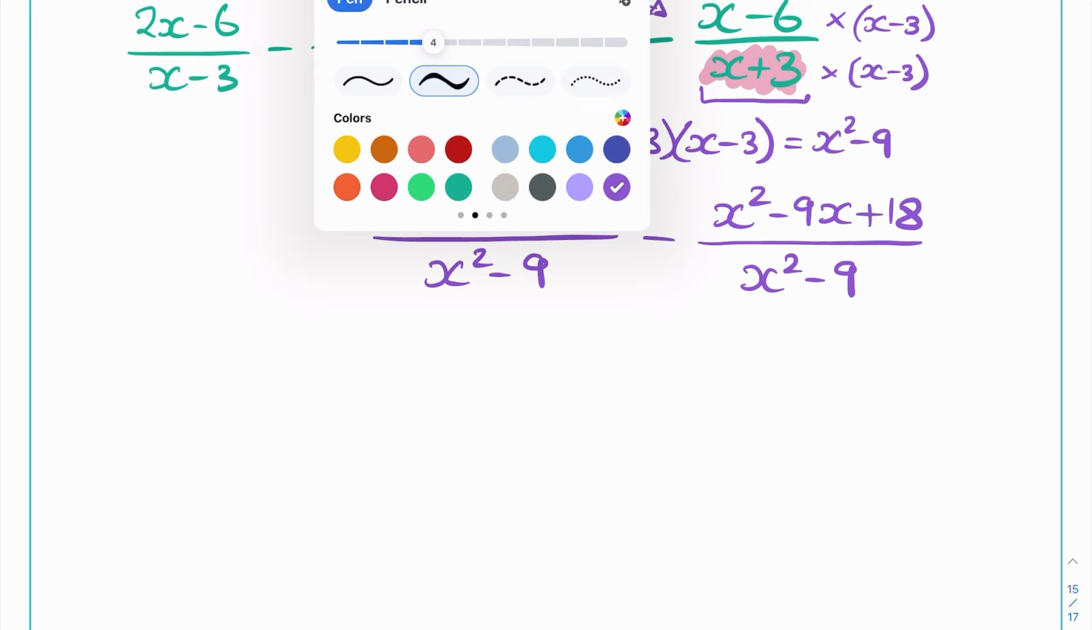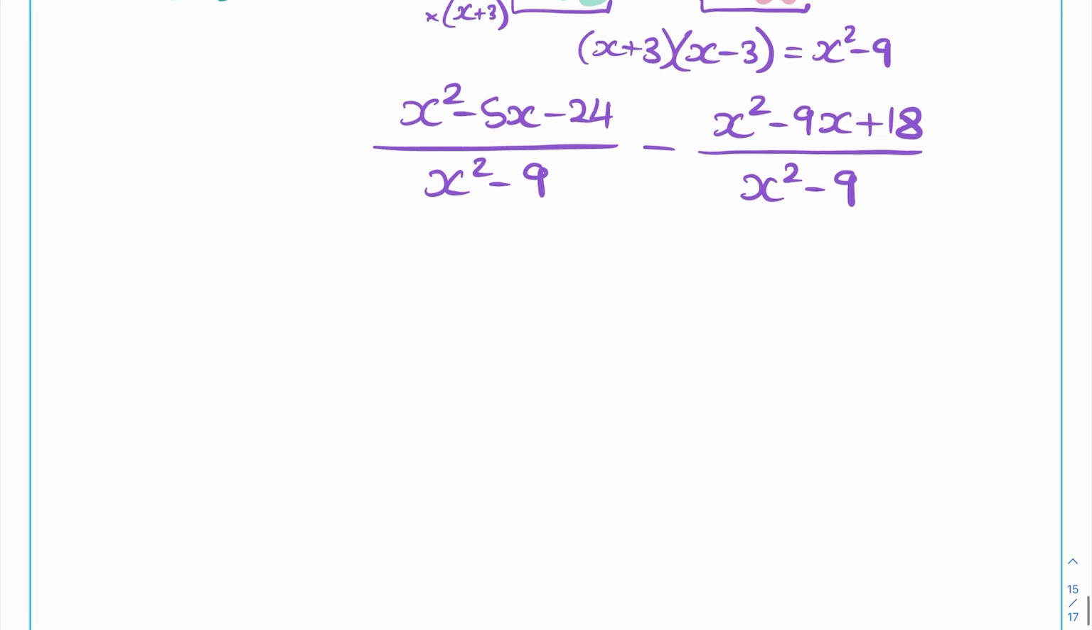So now we need to simplify the numerator. Looking very carefully, we've got x squared take away x squared. They're going to cancel out. We've got negative 5x take away negative 9x. So that's going to become a positive, and that's going to be 4x. So negative 5 add 9 will be 4x. We then also have negative 24, and we're going to take away 18. So negative 24 take away 18.